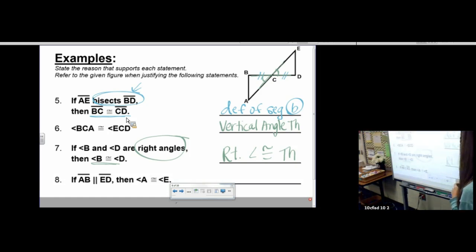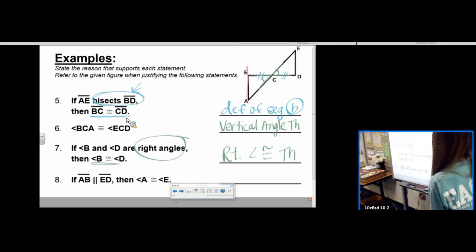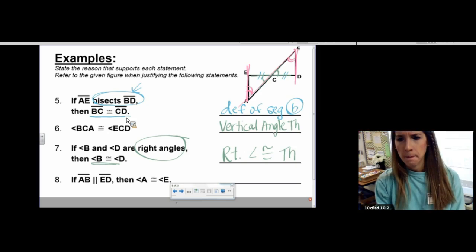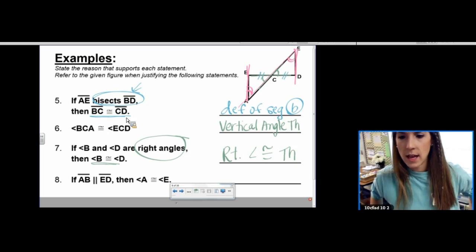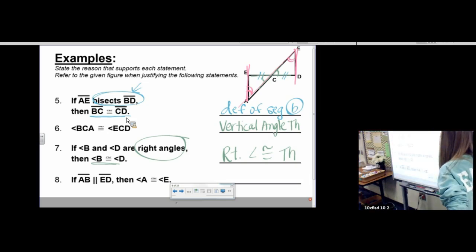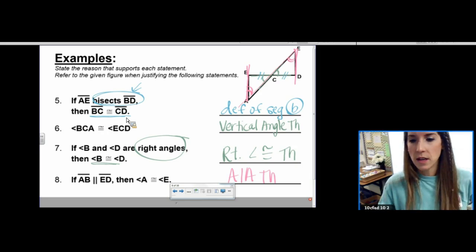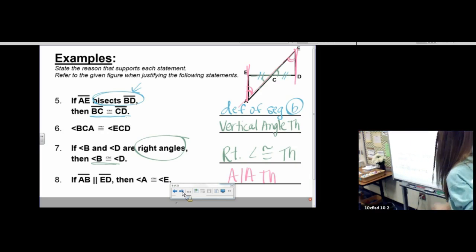Okay, last one on this slide. If AB is parallel to ED, then angle A is congruent to angle E. So what allows us to say that? Yep. Alternate interior angle theorem. Done. We've been talking about that ever since we learned it. That one is already committed to your memory.